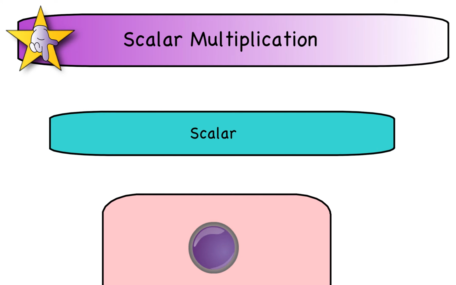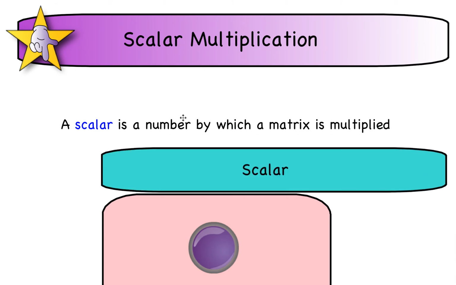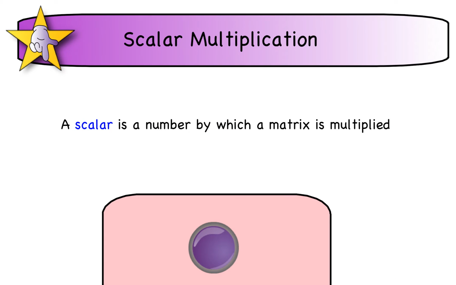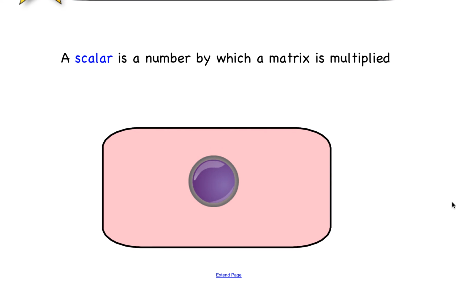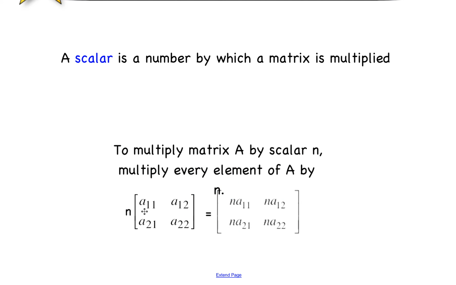Scalar multiplication. A scalar is basically just a number in front of a matrix. It has a magnitude. Maybe in your science or physics class you've talked about scalars versus vectors. Scalars don't have direction, they are just magnitude. So a scalar is just a number that you multiply. And to do that with a matrix, you just multiply every element in the matrix by that number.